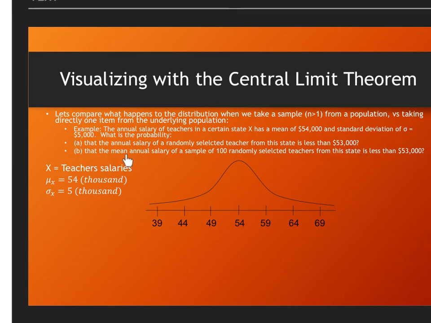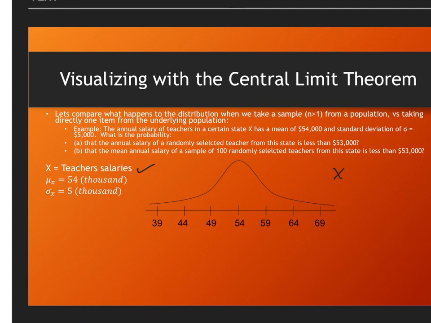And then second, that the mean annual salary of a sample of 100 randomly selected teachers from this state is less than 53,000. So the same value, 53,000, is the one under question, and the area to its left is less than that in both cases. So we're going to start off by looking at the distribution of X, which, as we see over here, is just teacher salaries.